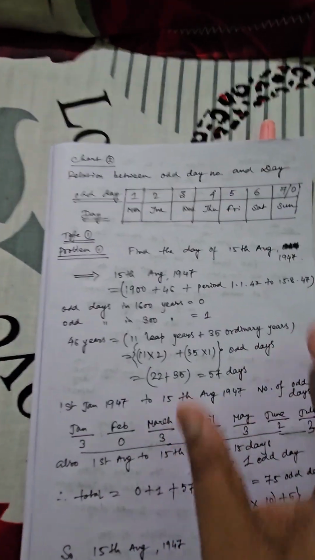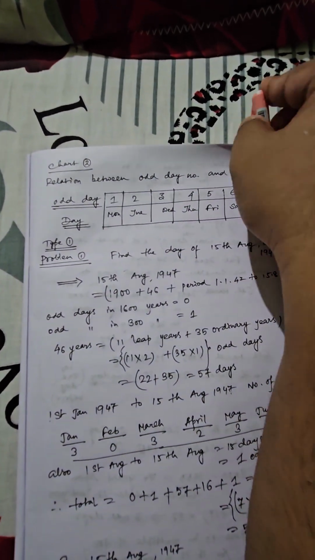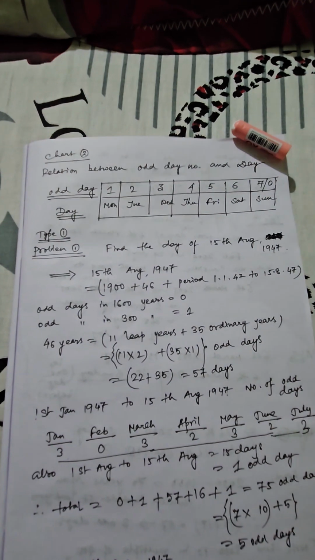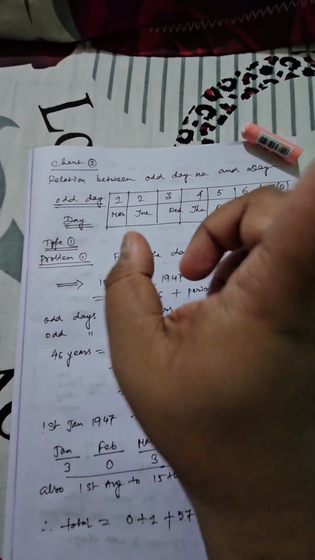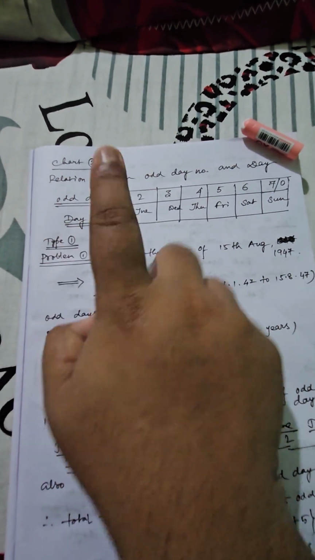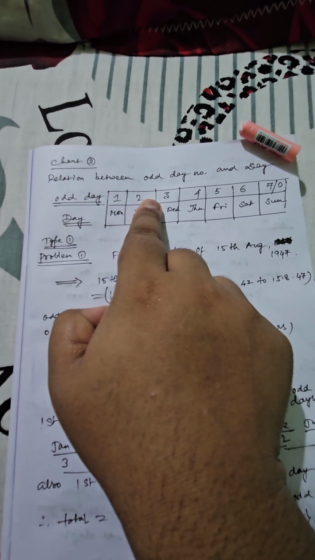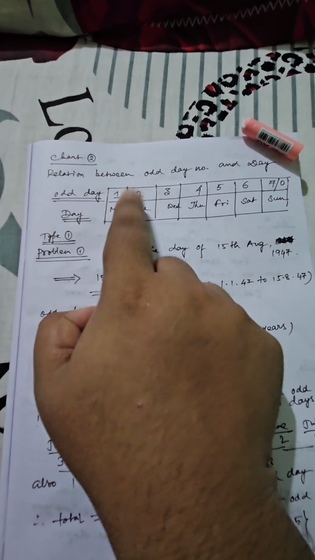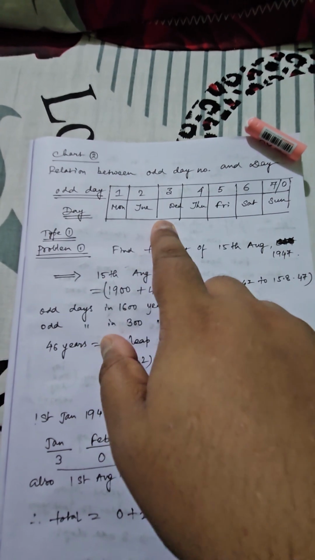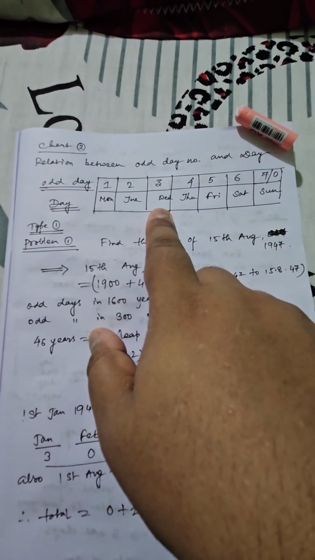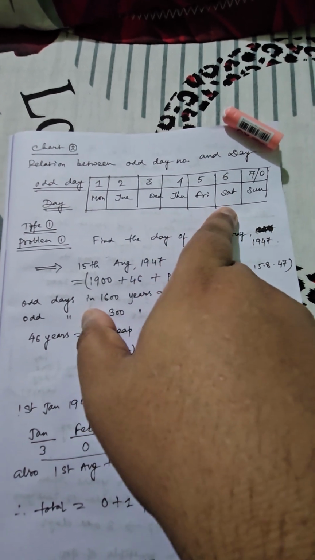Now the next important thing: there is another chart which shows the relation between the odd day number and the day which will be assigned corresponding to it. Suppose you get odd days equal to 1, then assign Monday to that odd day. If the number of odd days is equal to 2, always remember the day corresponding to it will be Tuesday. Similarly for 3, 4, 5, 6, the days corresponding to these numbers of odd days will be Wednesday, Thursday, Friday, Saturday respectively.